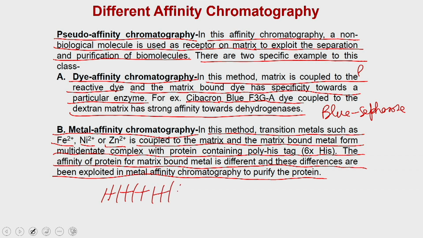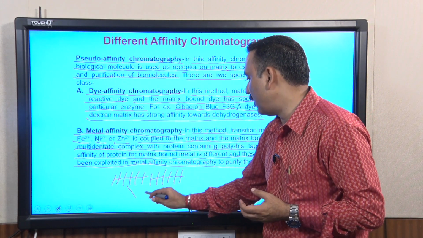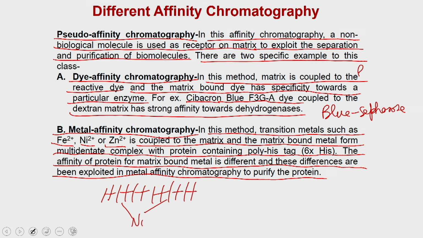So, these series of histidine molecules, mostly the 6 histidine molecules, are making a small biophore, and this small biophore has a very strong affinity for the matrix bound nickel or matrix bound zinc, and because of that it will go and bind. All other proteins do not contain a stretch of histidine, or even if they contain histidine, they may not contain a stretch of histidine at one corner of the protein.